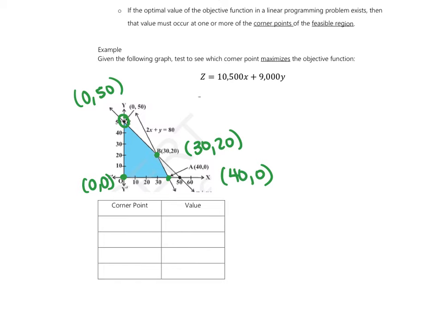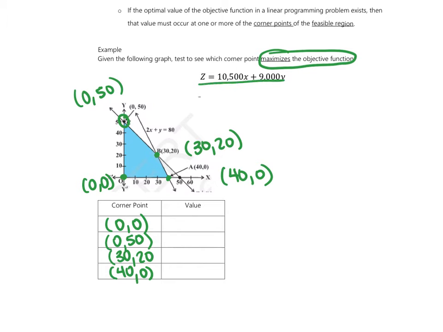And so when I put these in a table, 0, 0, 0, 50, 30, 20, and 40, 0. What I want to do is I want to see which value maximizes the objective function. So here's your objective. They have an x and a y. Each corner point has an x and a y. So we're just going to plug in for x and y here.